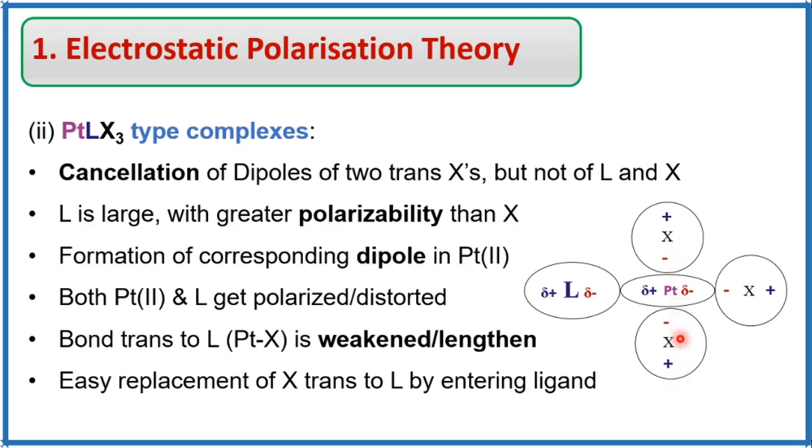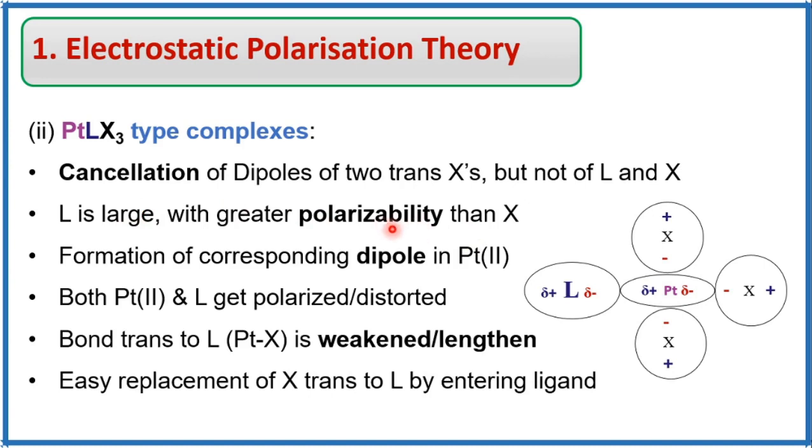So these two dipoles will cancel each other, but not the dipole of L and X, because L and X are different, their sizes are different, therefore their polarizability is different. So L is large here, we are assuming that L is large and has greater polarizability, therefore we can say that L has more polarizability than X.